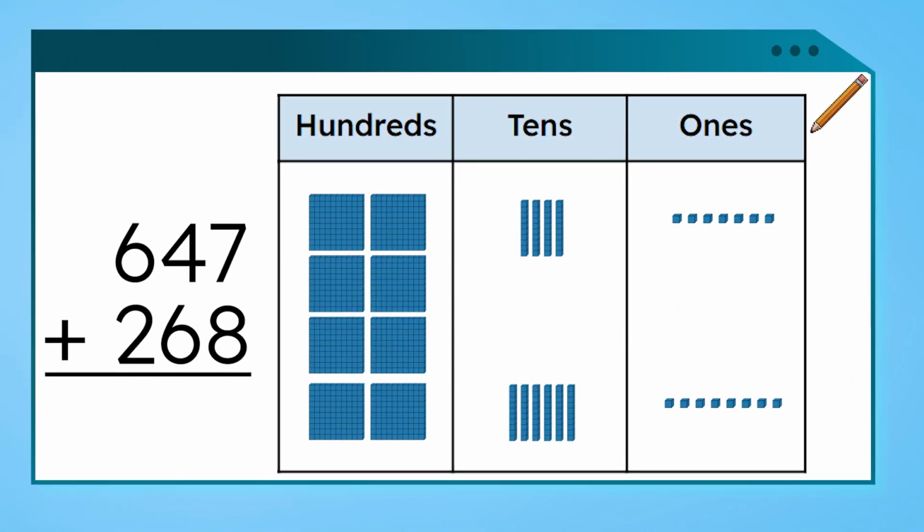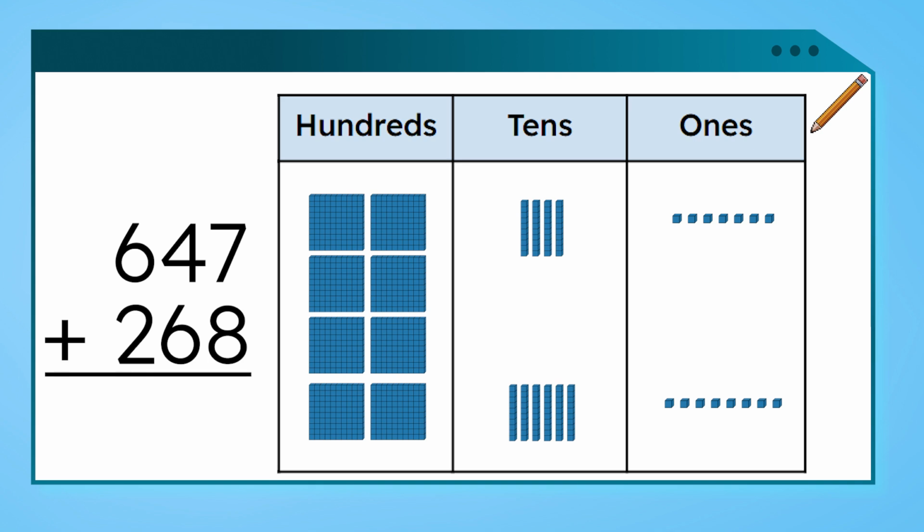But there's one more challenge standing between us and the end of our math quest. How do we solve 3-digit addition with regrouping? Let's try adding 647 plus 268. We have 7 ones in our first number and 8 ones in our second number. How many total ones are there? When we add them all up, we get 15 ones.